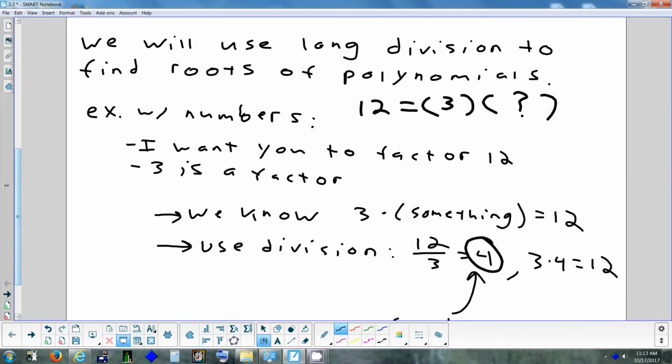Now, when you divide and something is a factor, what's the remainder when you divide 12 by 3? Not the quotient, the remainder. 0. So what about if you divide 12 by 6? What's the remainder? 0. So that means 6 is also a factor of 12. But what if you divide 12 by 10? What's the remainder? 2. You've got a remainder, which means that 10 doesn't go into 12, which means 10 is not a factor of 12. So when you divide something and it's a factor, you're hoping for remainder 0.